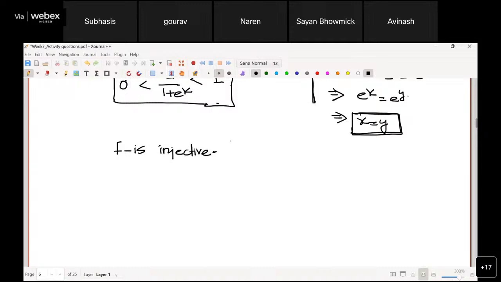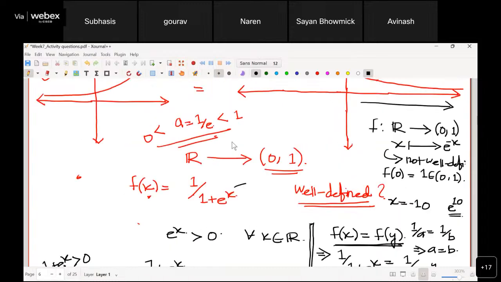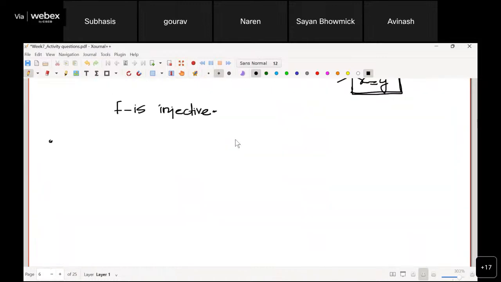Now I need to show that this function is surjective. So for surjectiveness, what I need to show is that for each y over here, I should have an x so that f takes this x to that y. So that is the whole idea of surjectiveness. Sorry, sir, surjective, not injective.